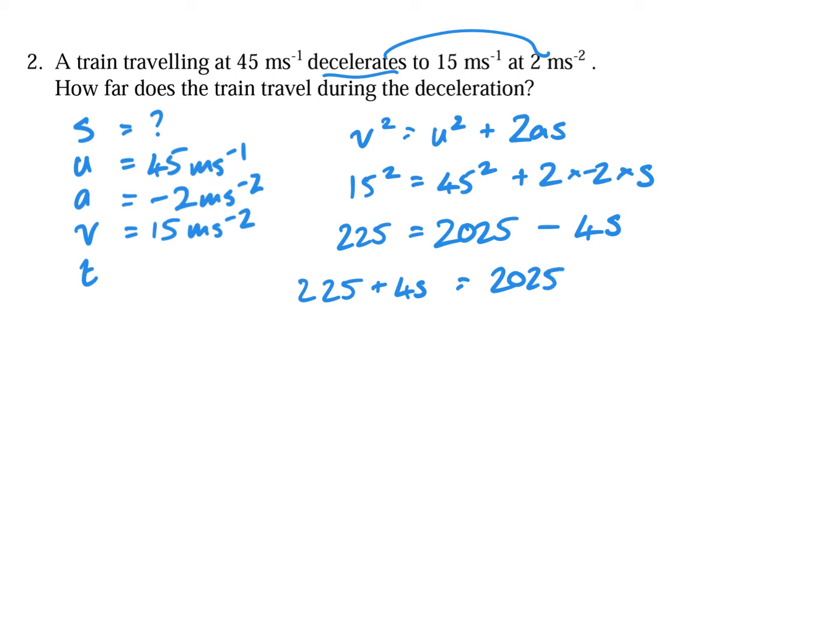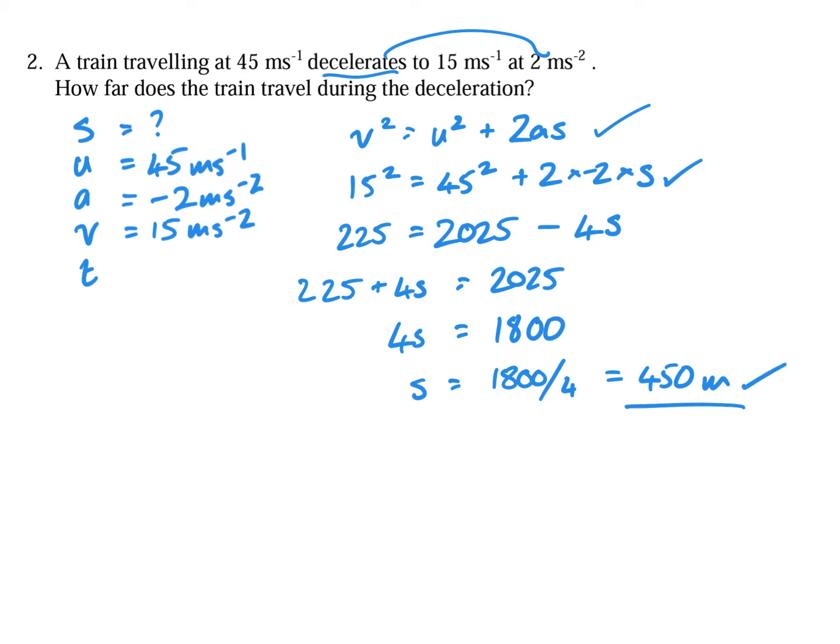You may jump some of these steps depending how comfortable you are with arithmetic. Take away 225 from each side. And then S is 1800 divided by 4. Yes, 450 metres. Okay, so remember your marks: formula, substitution, final answer in units.